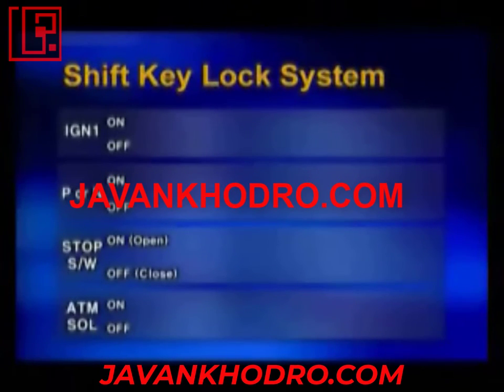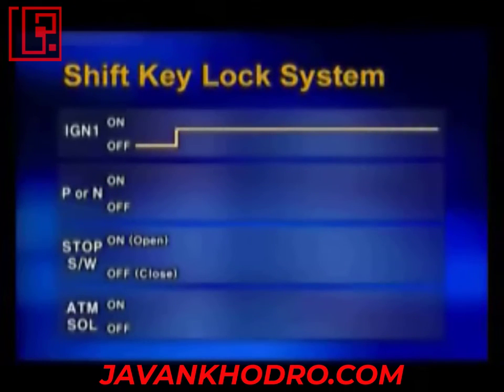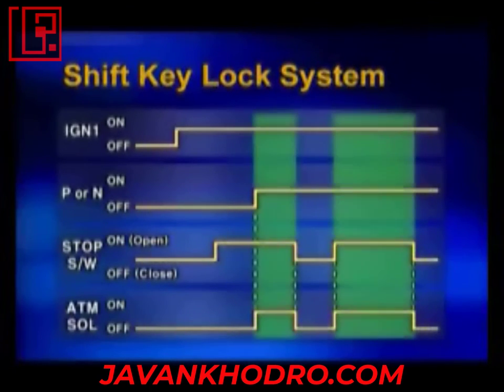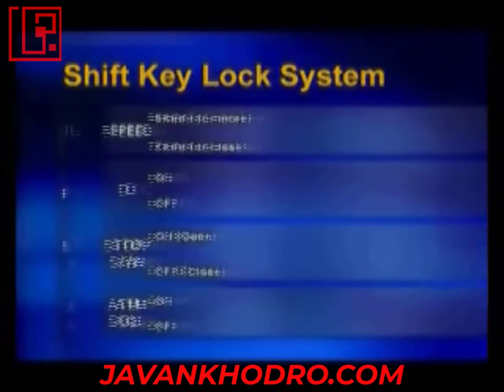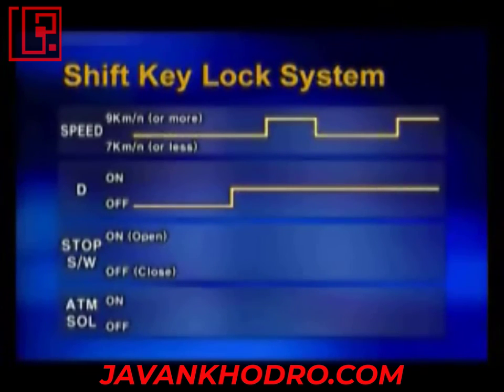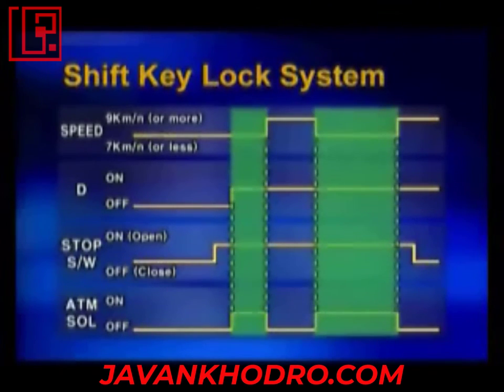Let's see the operating time chart of the shift lock system. When the ignition key is on at P or N range with brake switch on, ATM solenoid is activated and the shift lever can be moved to other ranges. In another case, when the vehicle speed is less than 7 km per hour at D range with brake switch on, ATM solenoid is activated and the shift lever can be moved to P range.